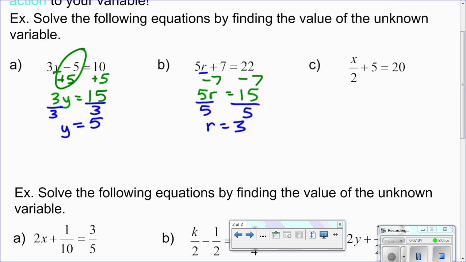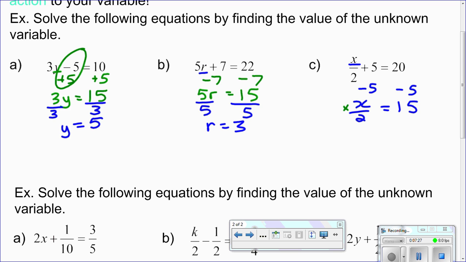Next one, x divided by 2 plus 5 equals 20. So again, there's our variable x. It's being divided and it's being added. So we need to get rid of the adding before we get rid of the dividing. So opposite of plus 5 is subtract 5. X divided by 2 plus 0 equals 15.